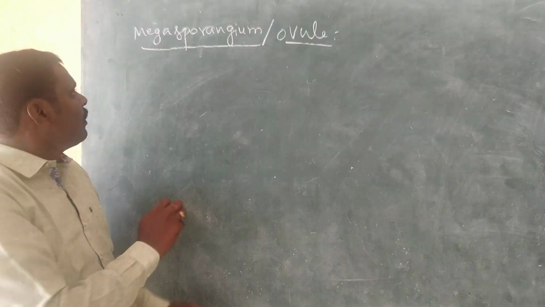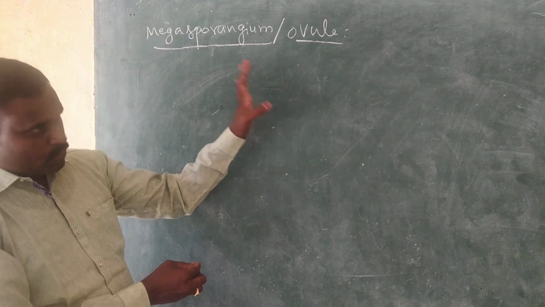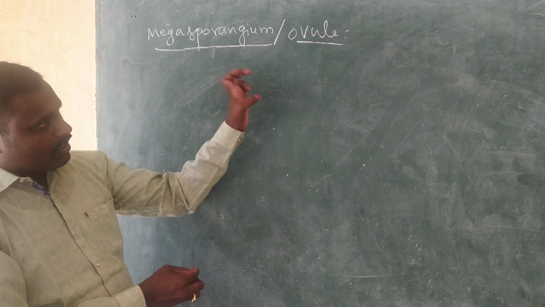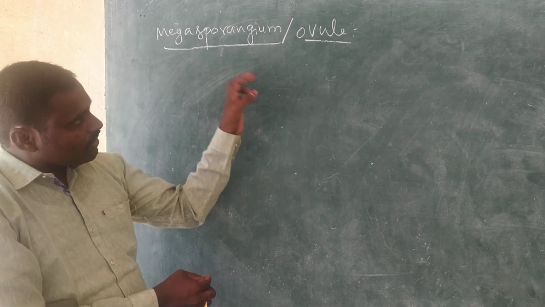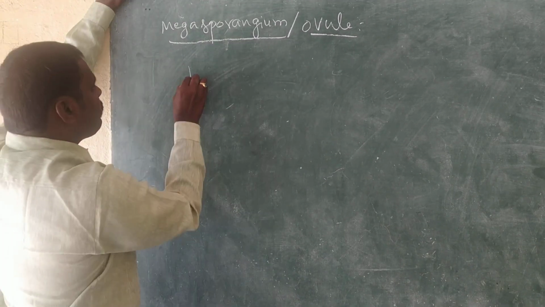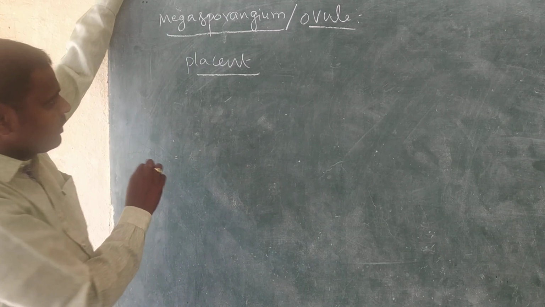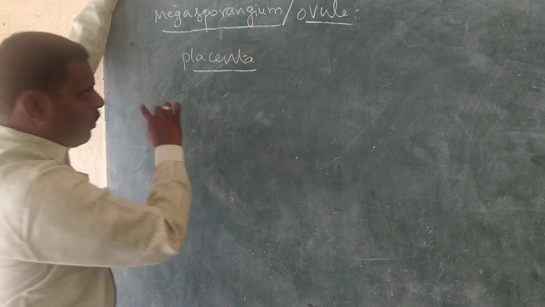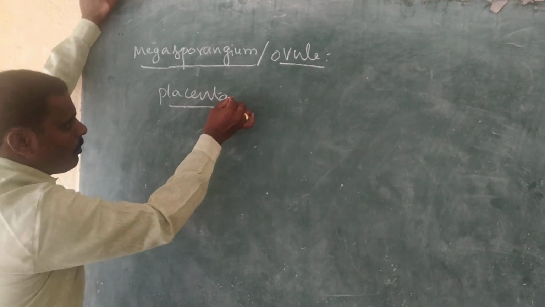So ovule is a small structure. It is attached to placenta by a stalk-like structure within the ovary, that is called placenta. Ovule is a small structure attached to a stalk-like structure, that is called placenta.